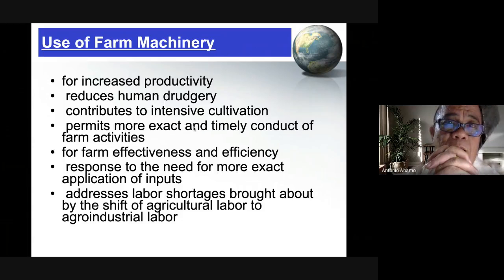Now, another very important significance of farm mechanization or farm machinery is that it addresses the shortage of labor. We know already that labor is seasonal, and everybody wants to hire labor. This kind of competition usually results in shortages of labor, and mechanization is the solution for that.